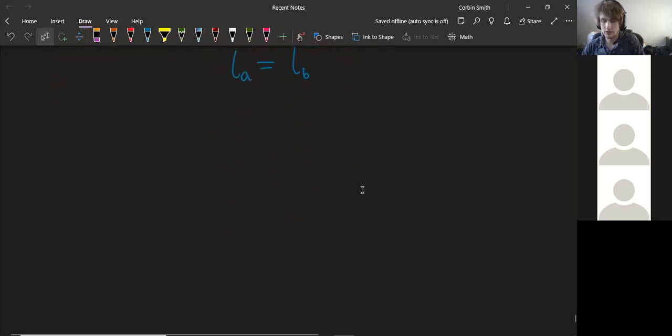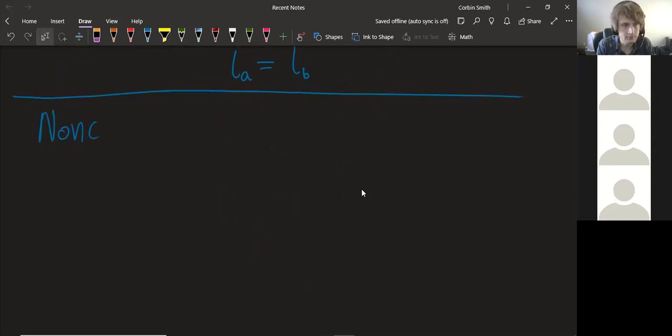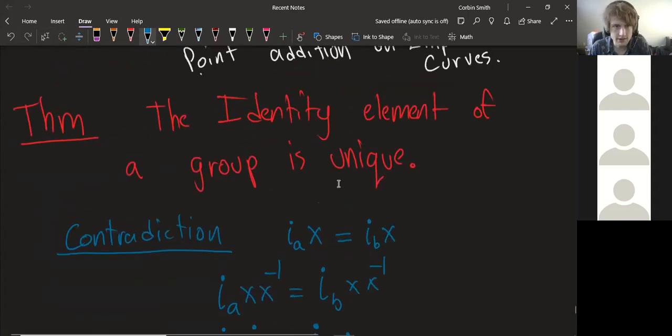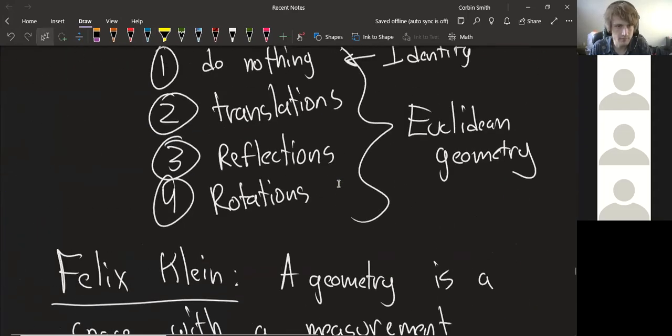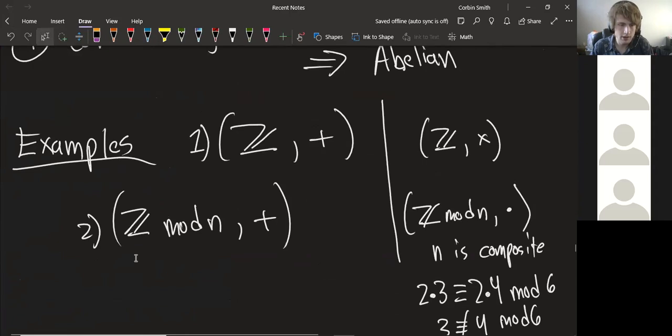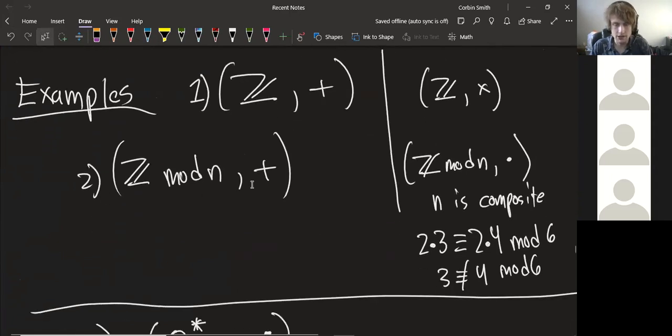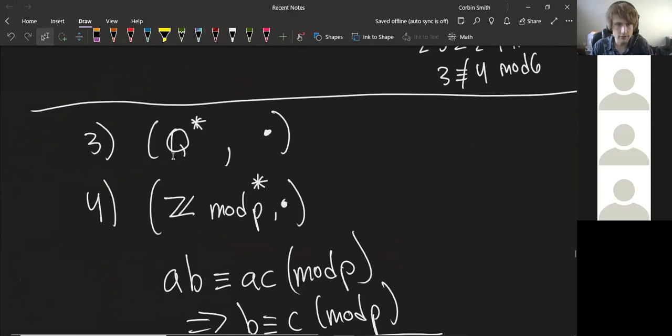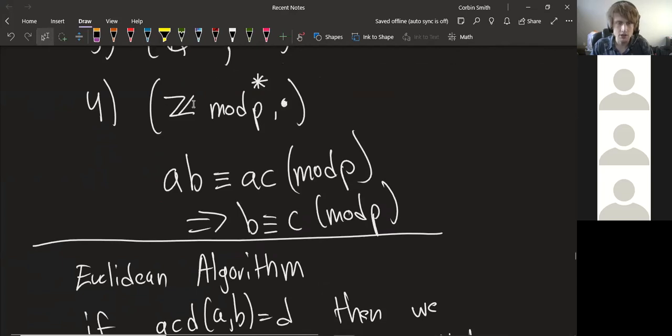All right, so let's actually look at a group that's not commutative. Well, I actually gave an example of a group that is not commutative already. So let's look at our examples again. We had the integers under addition, that's clearly commutative. We had the integers mod n under addition, that's commutative. We had the non-zero rational numbers under multiplication, that was commutative. We had the integers whose GCD with a number is 1 under multiplication, that is commutative.